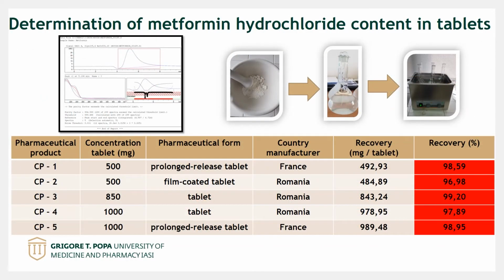To verify the developed and validated method, we performed the quantitative determination for metformin hydrochloride tablets purchased from pharmacies. 5 pharmaceutical products were chosen that were previously coded, tablets with different concentrations, of different types, from different countries. All 5 products analyzed were appropriate, the finding being within the allowable deviation of ±5%.